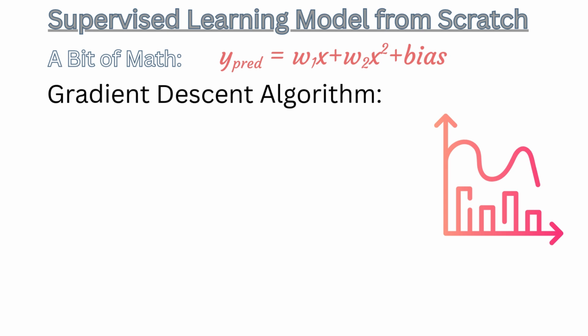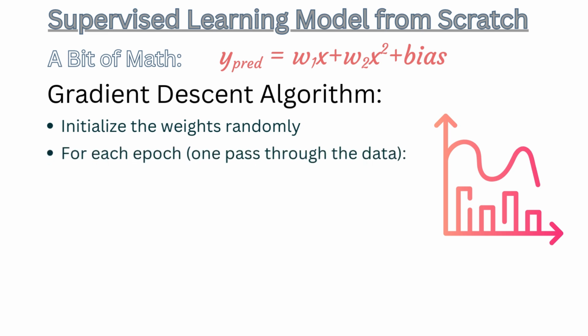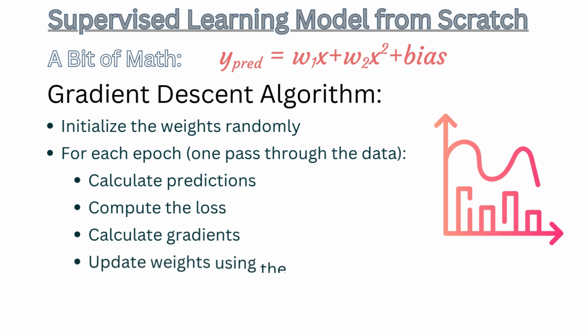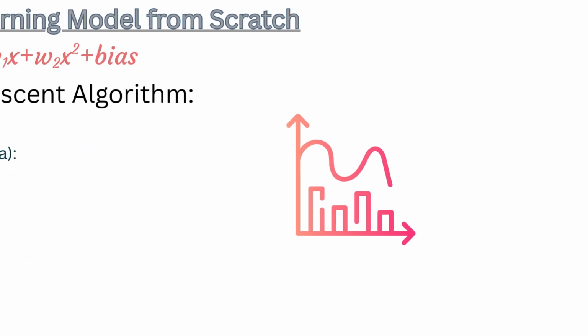To do that, we'll initialize the weights randomly. For each epoch, one pass through the data: calculate predictions, compute the loss, calculate gradients, and update weights using the gradients and the learning rate.